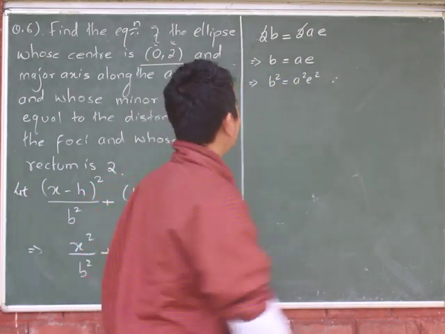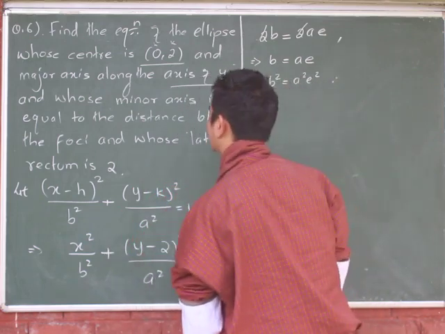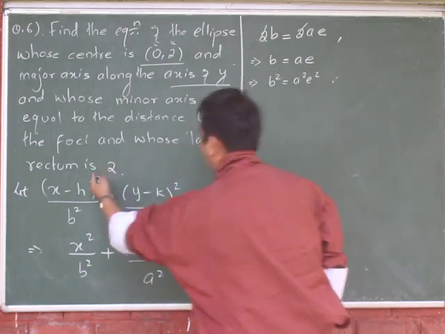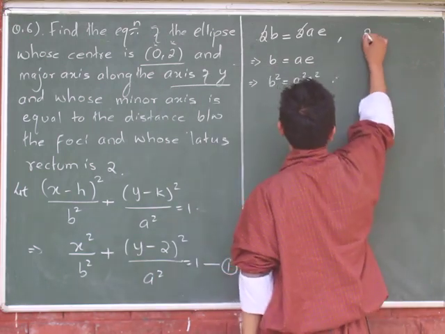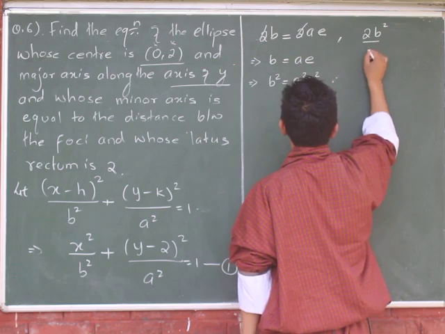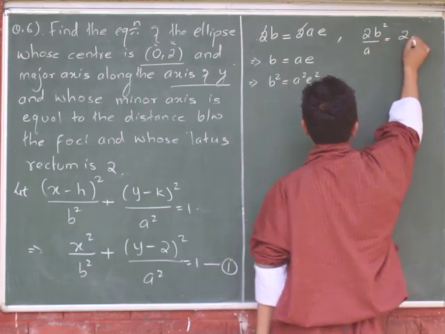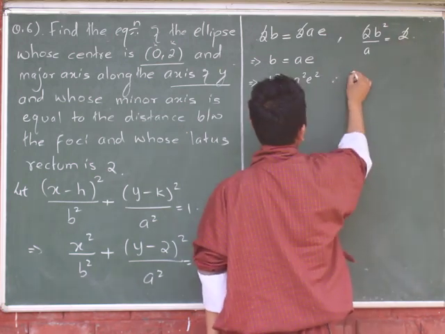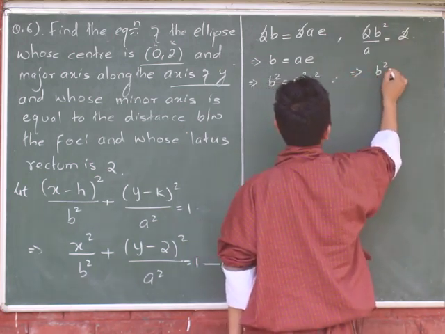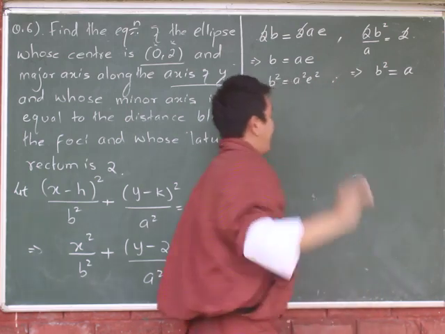Now not only that, they have given one more condition, whose latus rectum is 2 units. That means what's the latus rectum? 2b square by a is equal to how much? It's given 2 units. These two will get cancelled. That implies b square is equivalent to a.